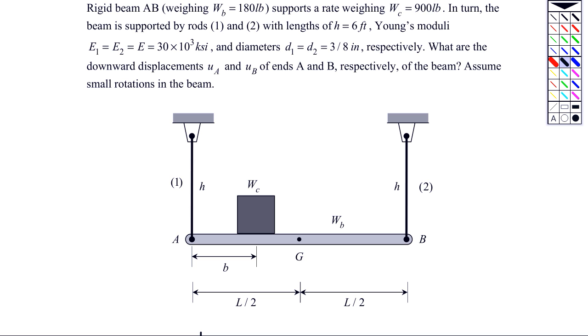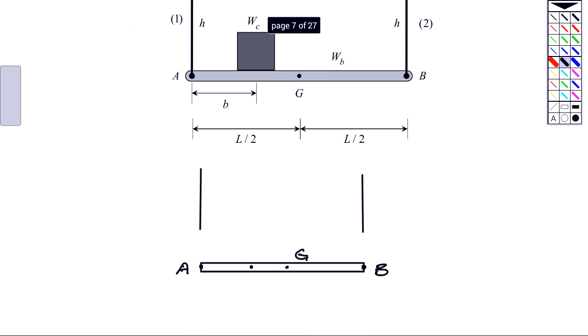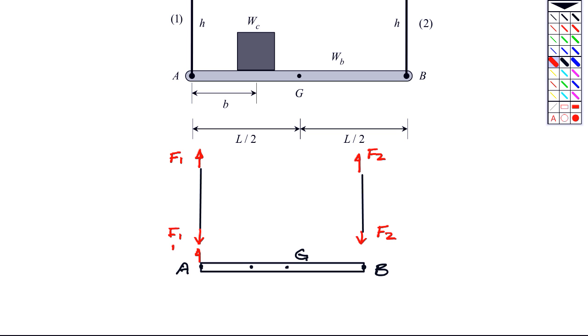Our first task, of course, is to determine the axial load that's carried by those rods. So we will need a drawing here of the free body diagram of the bar. So if we look at first at these rods, they're carrying a load here of F1 and F2. By Newton's third law, equal and opposite force, which is acting on the bar at ends 1 and 2.